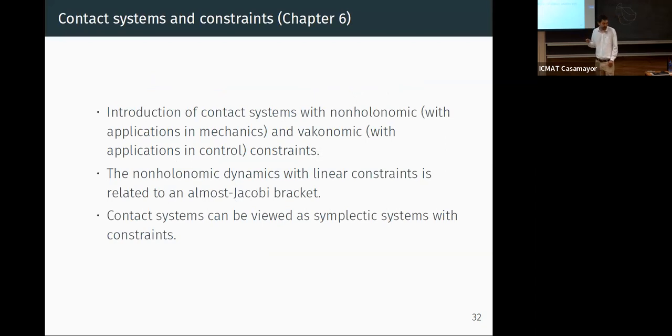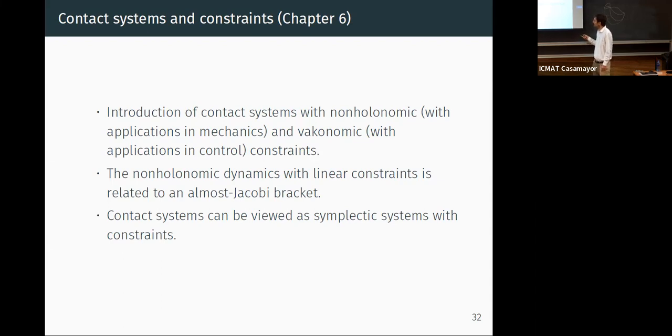Another thing we've worked on quite a few times is the relationship between contact systems and constraints. First, we introduced contact systems with non-holonomic constraints, which are a non-holonomic variational principle for constraint systems, a principle that has applications in mechanics, for example, if you have friction, something like that. And also we have studied vakonomic constraints, vakonomic systems, which have applications in control.